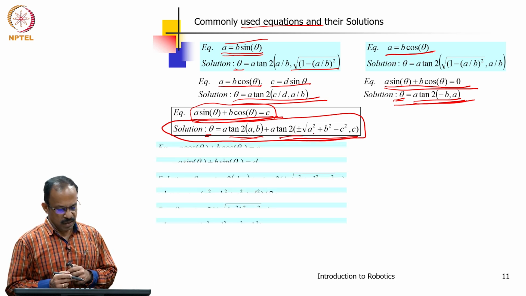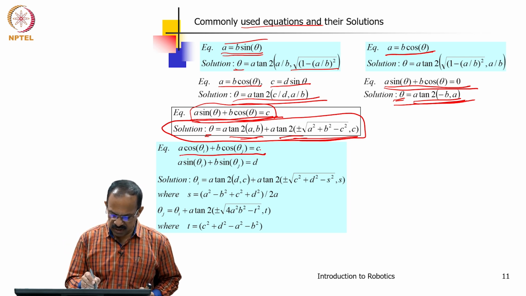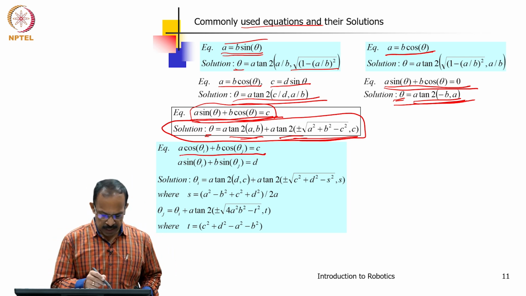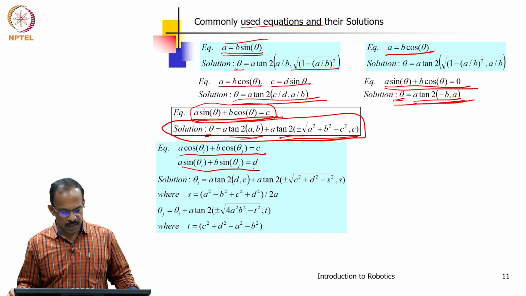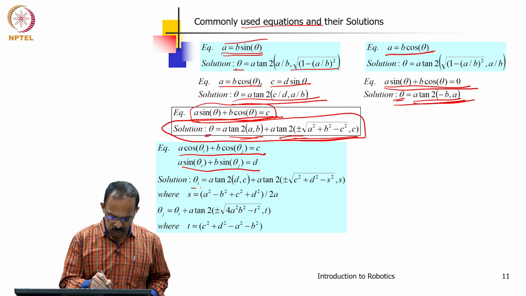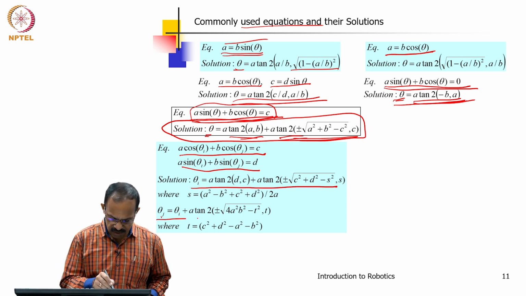Now, suppose you have something like a cos θi + b cos θj = c, and a sin θi + b sin θj = d, then the solution is this one, θi is this and θj is this.